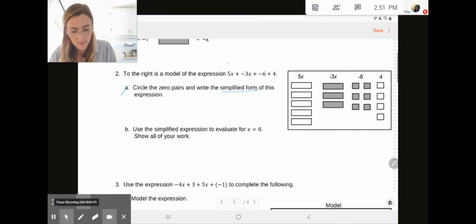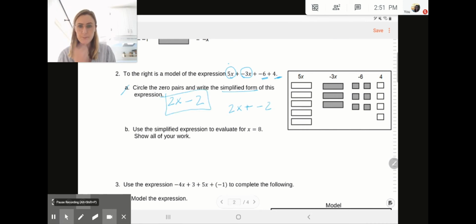So when I simplify, I like to kind of know what are my like terms. So I have a 5x and a negative 3x, which I can combine, and I have a negative 6 and a 4, which I can combine. So 5x plus negative 3x would just give us 2x. Negative 6 plus 4 would just get us negative 2. You could also write it as 2x plus negative 2. This one is the more simplified expression, though.